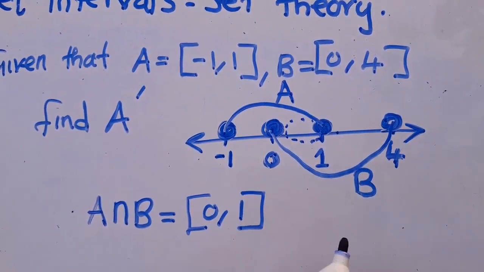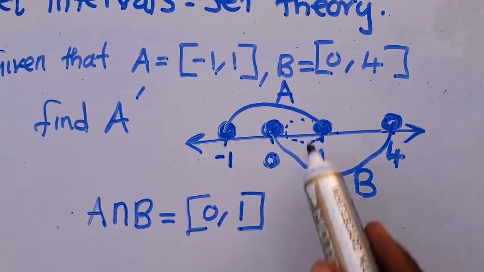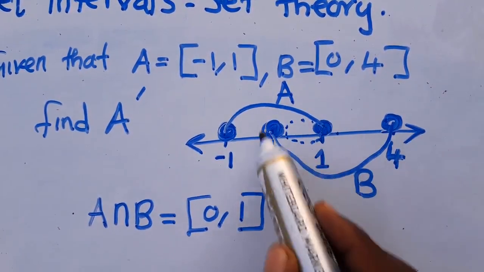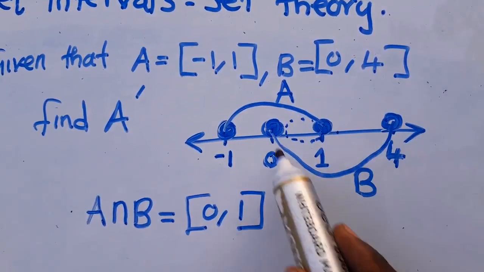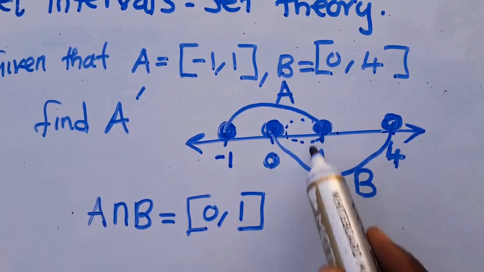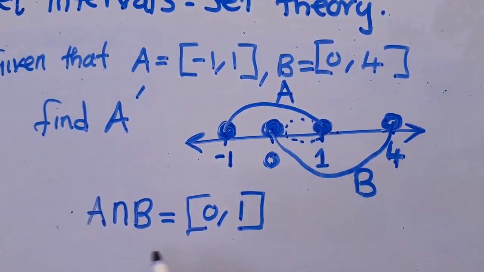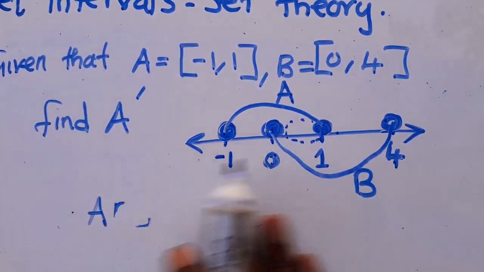Have you seen the way I've written this? This is how you need to answer. This is the only part where they are intersecting, the only part where they have things in common. From 0 to 1. Even this one, 0 to 1, is part of the answer. This is how you need to answer like that.